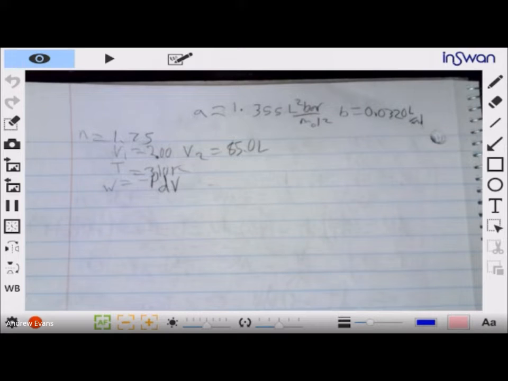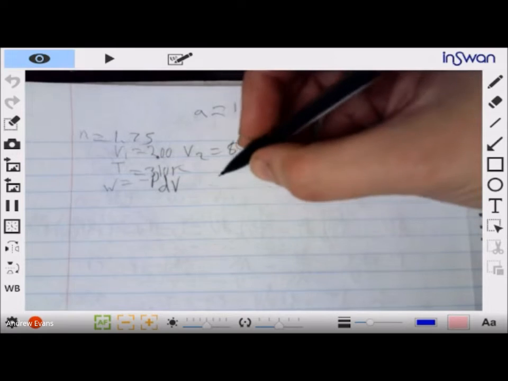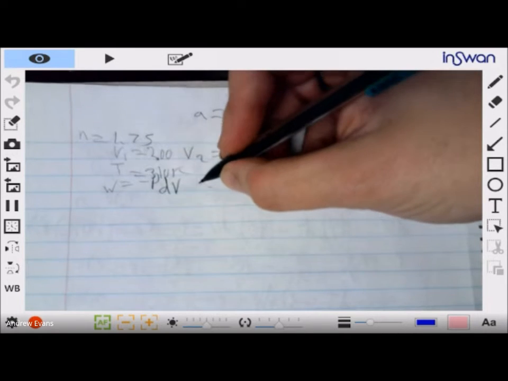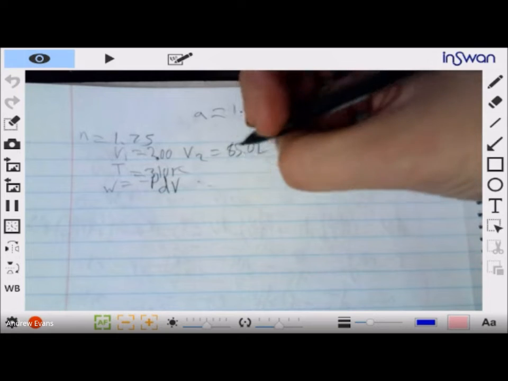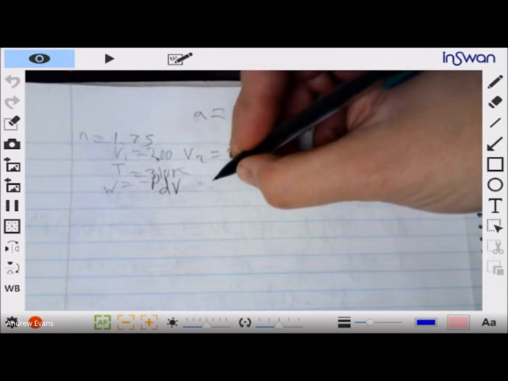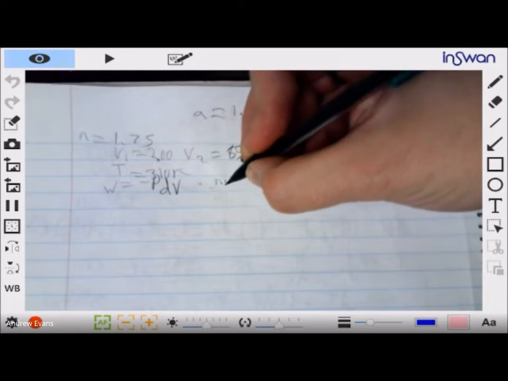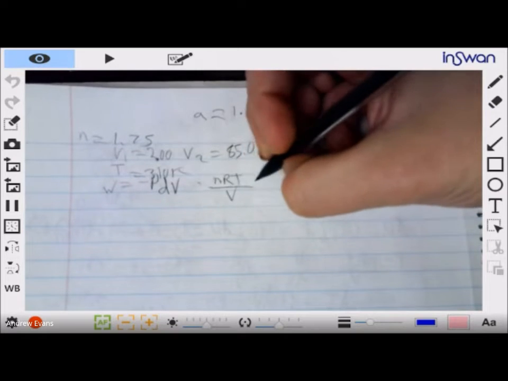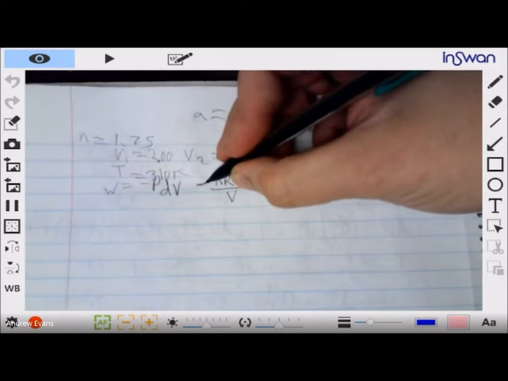Problem 10. So in this case, we have a reversible isothermal expansion. So we can simply say the work is equal to negative P dV. Unfortunately, pressure is apt to change in a reversible isothermal expansion. So with that in mind, we have to exchange negative PdV with the term for pressure, which would be nRT over V in the case of an ideal gas.